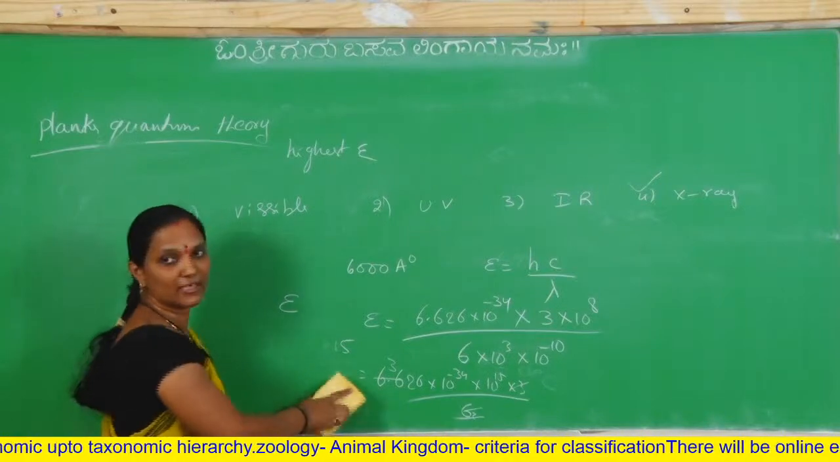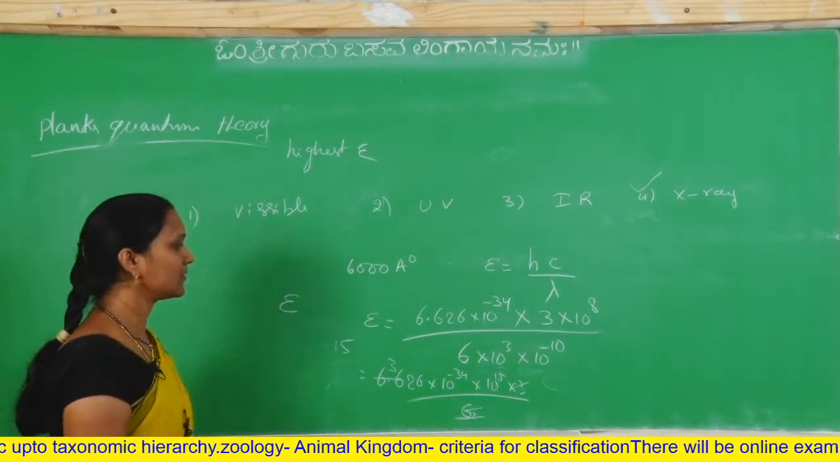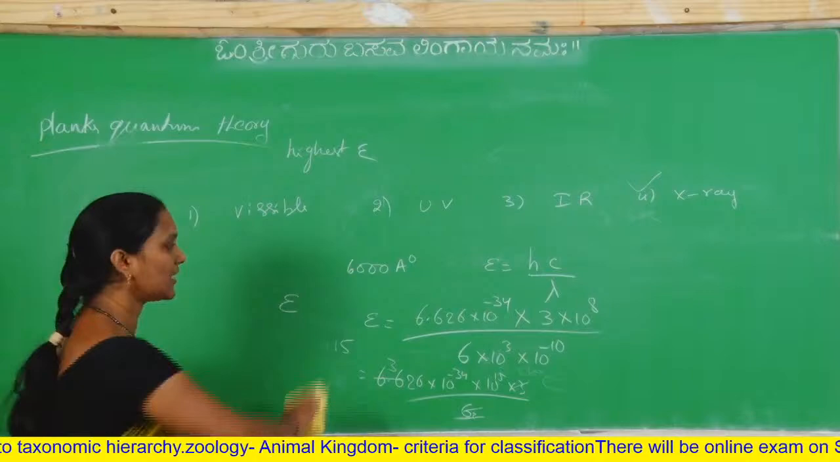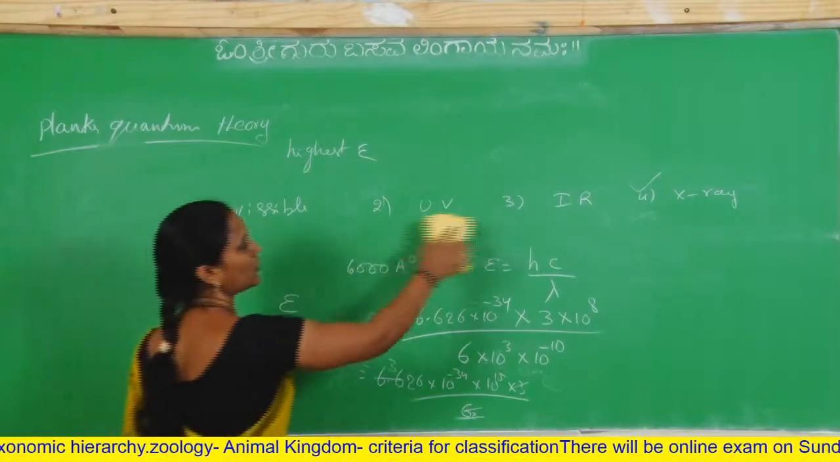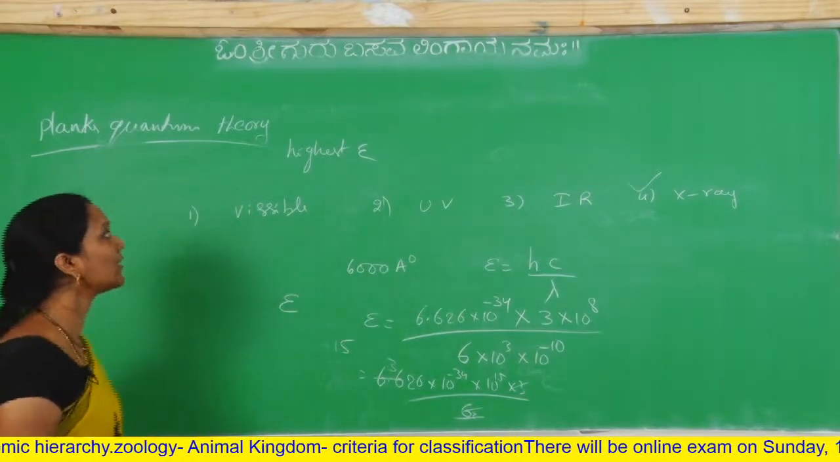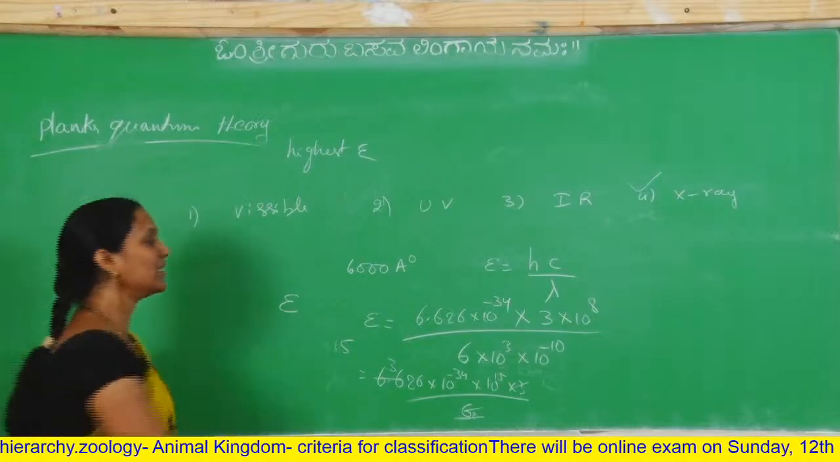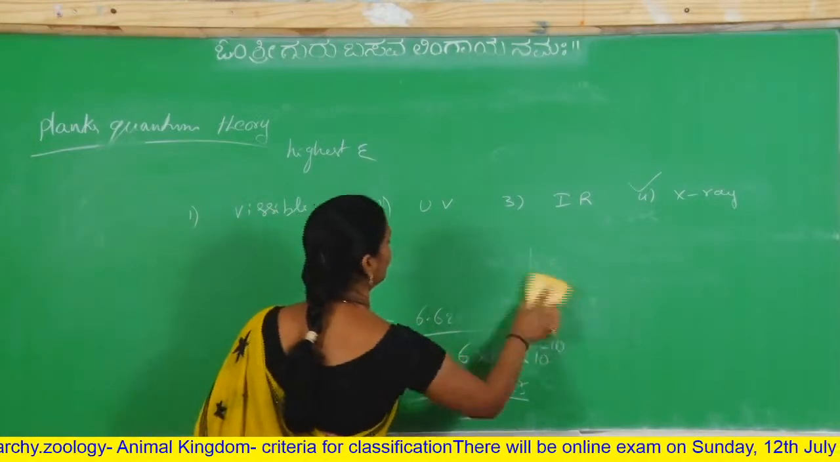This is the answer. Finally, it is in joules. So, it is the calculation of energy. Like this problems they will ask. Theoretical questions, like which one has more energy. Anyhow, it is Planck's quantum theory: E is equal to h nu.